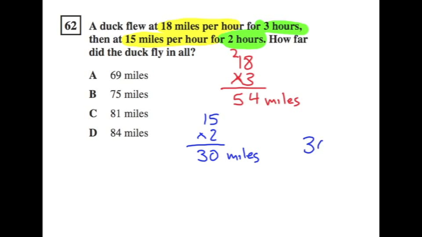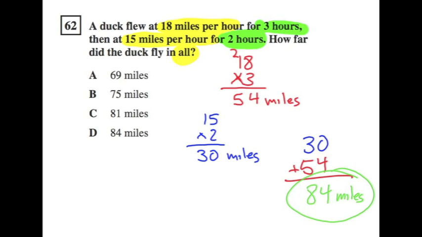Now, we're going to go ahead and add 30 miles to 54 miles because it's asking us what is the total that he flew in all. As you can see right here, it says in all. So we're going to go ahead and add these two together. 30 plus 54 is 84. So he flew a total of 84 miles going at 2 different speeds. Our correct answer is D.